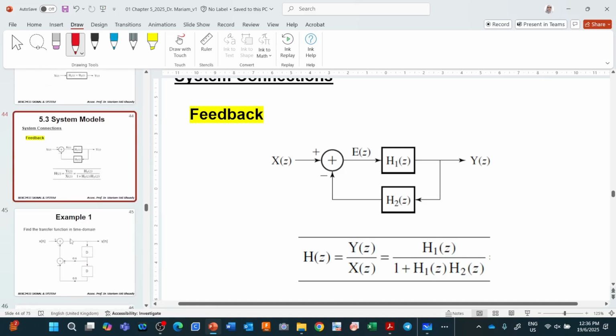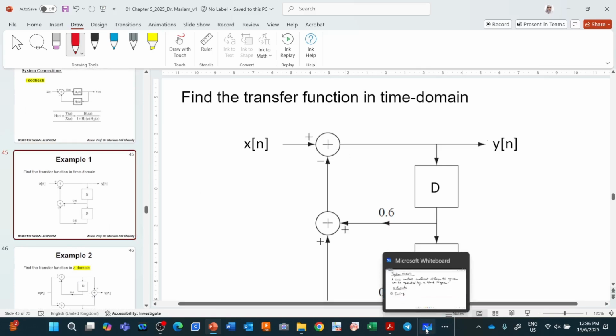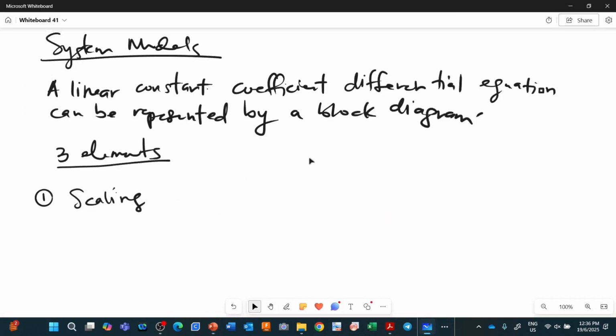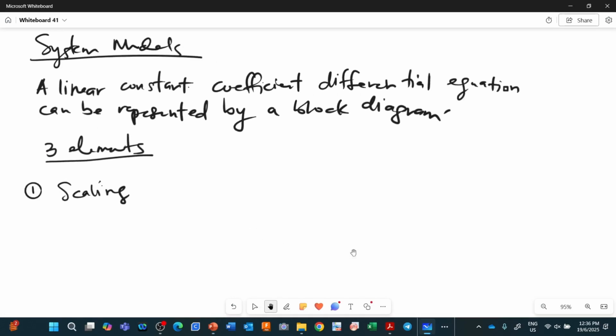Let's do example 1. But before going to example 1, let's look at this. I'm going to explain one by one the components that you need to draw in the system modeling, in terms of time domain and Z domain. Write this. This one is not in your slide; I just came up with it today because it is easier to explain one by one first.